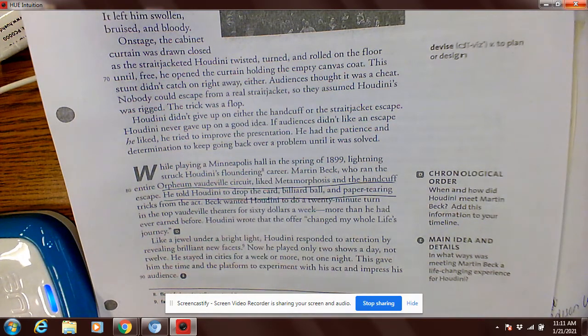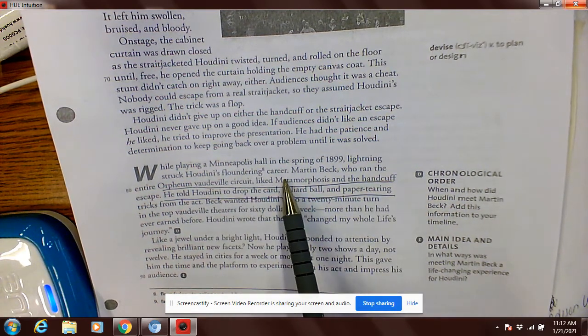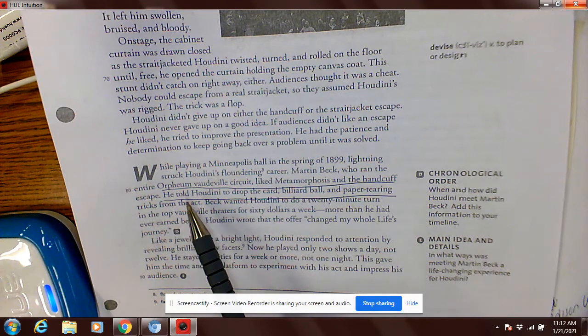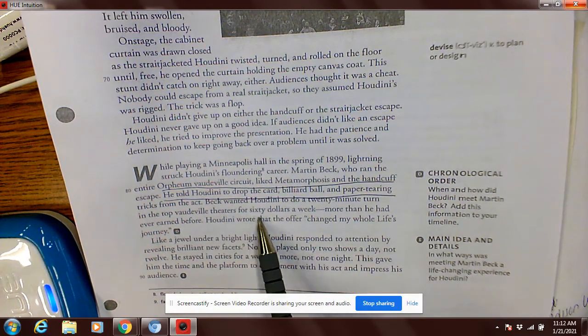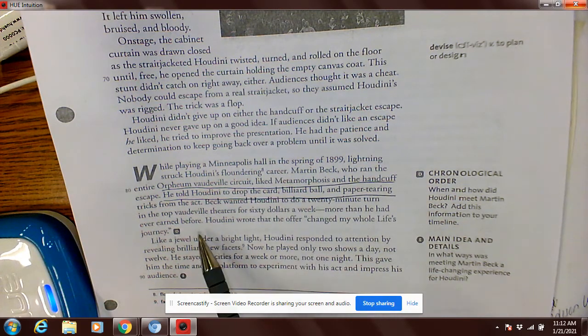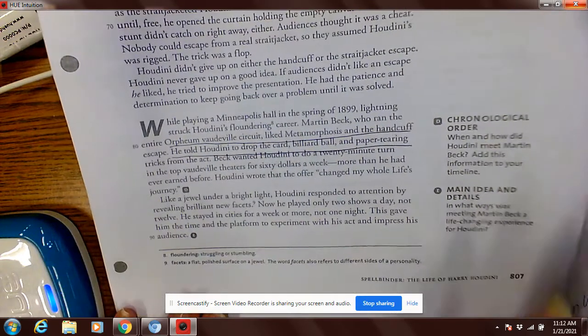While playing a Minneapolis hall in the spring of 1899, lightning struck Houdini's floundering career. Martin Beck, who ran the entire Orpheum vaudeville circuit, liked metamorphoses and the handcuff escape. He told Houdini to drop the card, billiard ball, and paper tearing tricks from the act. Beck wanted Houdini to do a 20-minute turn in the top vaudeville theaters for $60 a week, more than he had ever earned before. Houdini wrote that the offer changed my whole life's journey. Now remember, I'm looking for details to support how he never gave up on a good idea. Haven't found any just yet.